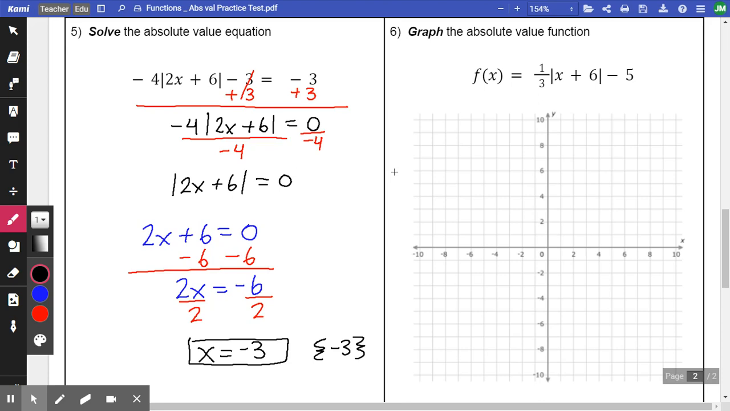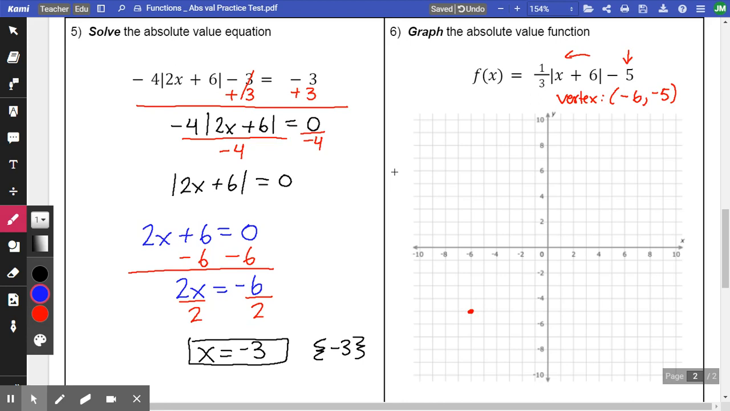All right, we need to look for the vertex. That's going to be our starting point. If you see this, we're going to go opposite of 6. So we're going to go to the left 6, then down 5. So my vertex is going to be at negative 6, negative 5. Okay? Negative 6 and negative 5 is located right there.